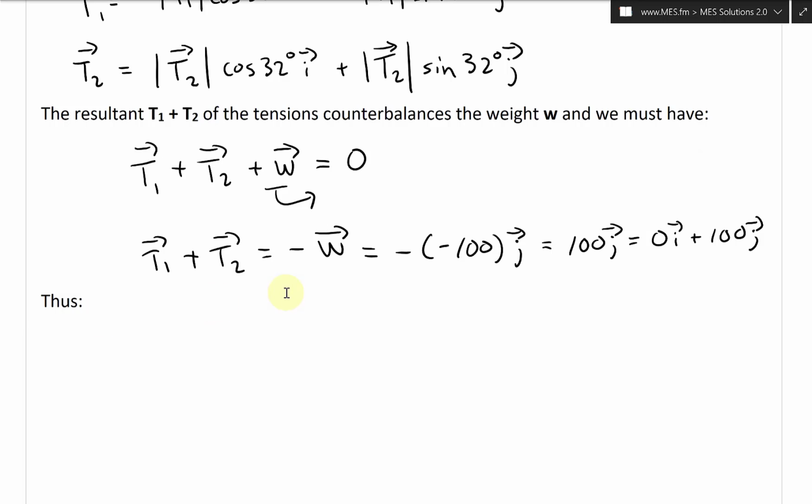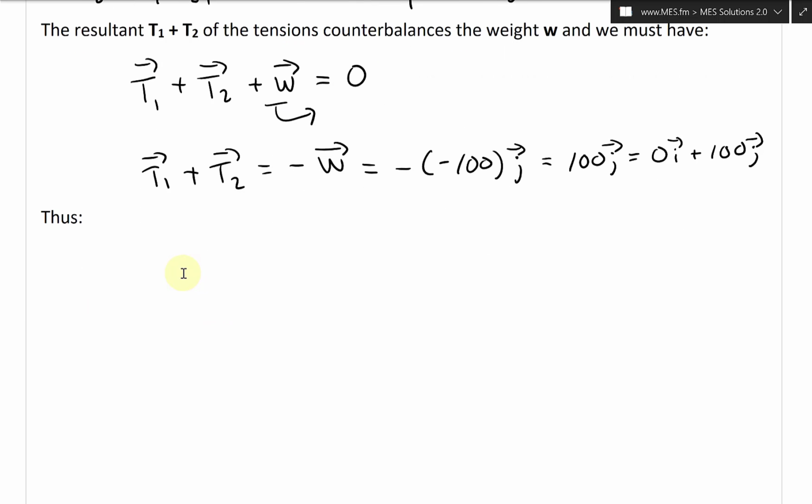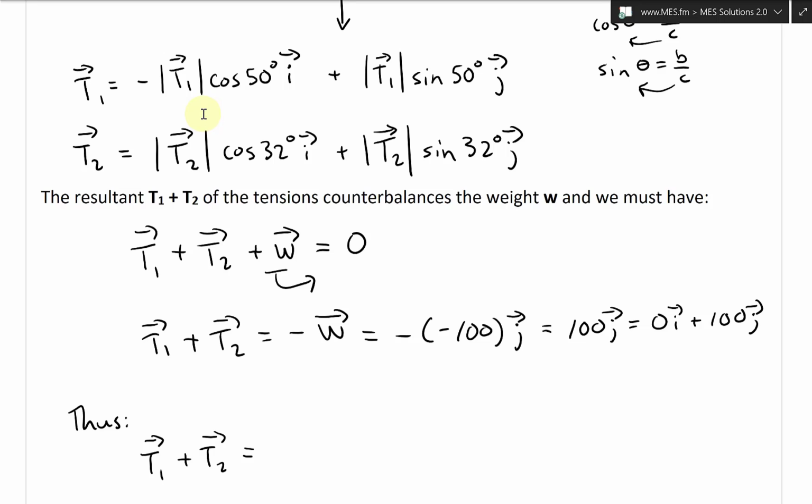All right, so thus, what we have is T1 vector plus T2 vector equals... well, let's add these vectors. This vector plus this one, and since it's pretty big already, I'd rather not write it again. What we can do is factor out these i's, this and this, and likewise for the j part. We can just add the components, since they're just vectors.